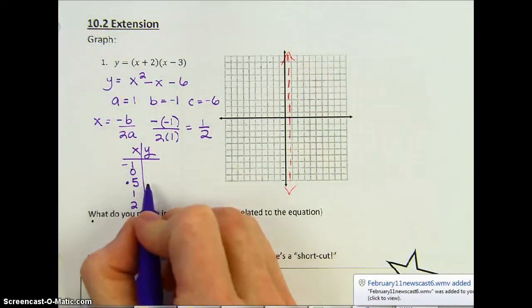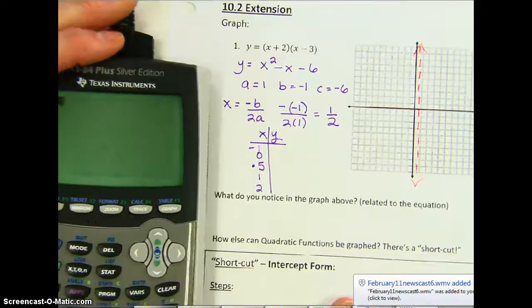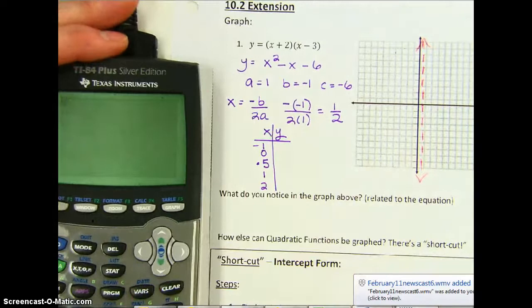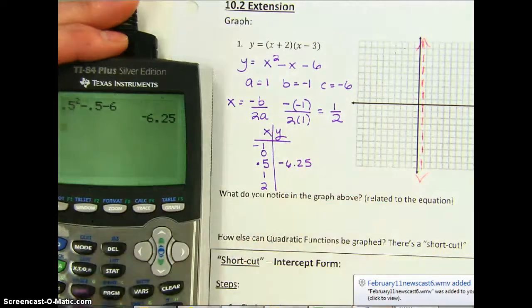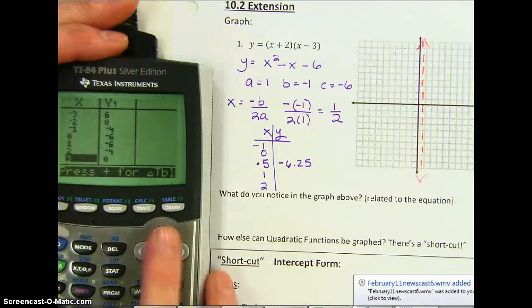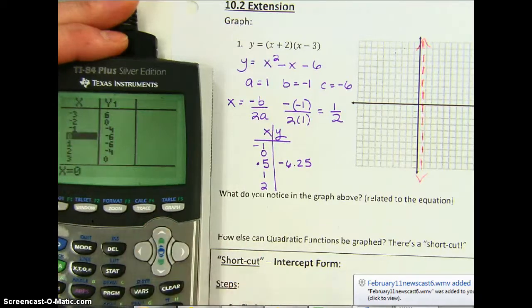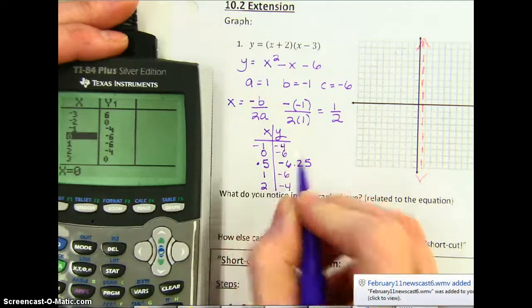So the vertex, when I plug it in, and I will show you how I'm going to do that, because I'm going to do it with the calculator, I'm going to take that 0.5 and I'm going to plug it in. So I have 0.5 squared minus 0.5 minus 6. And that gives me -6.25. And then the calculator will actually tell me my table. And you'll notice there's no symmetry because that vertex is a decimal. But I can pick up my other points from the table on my calculator.